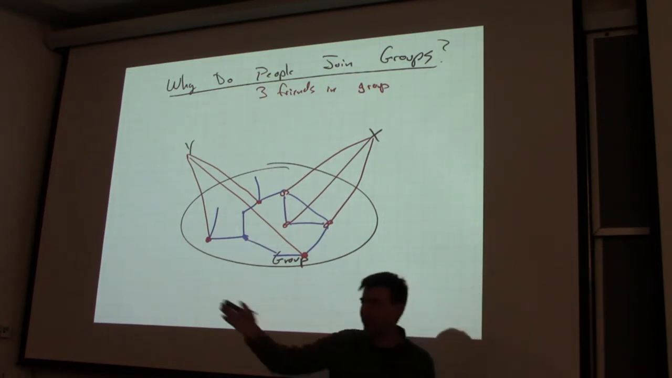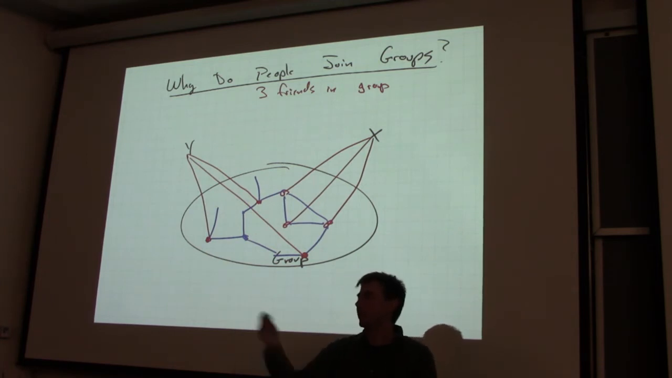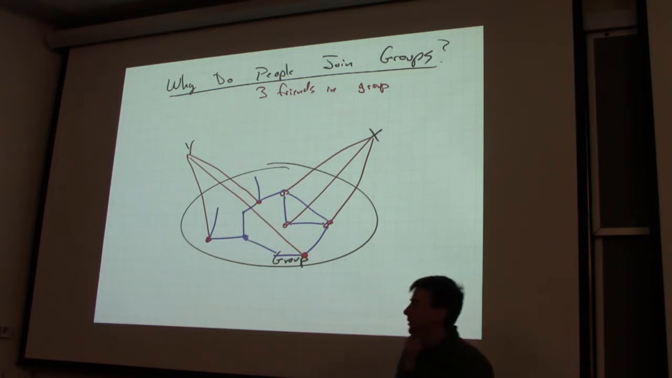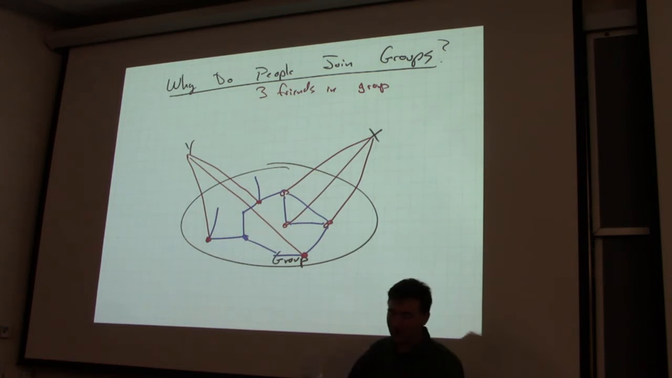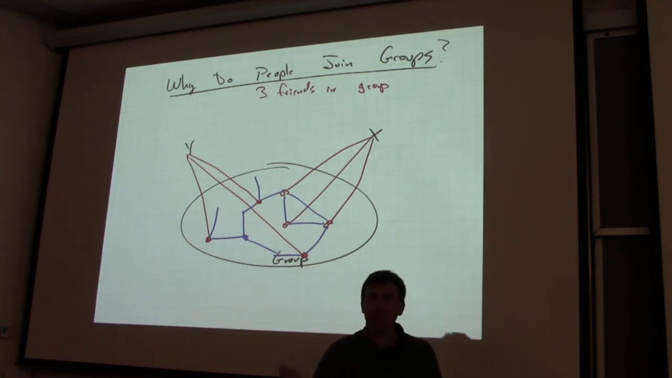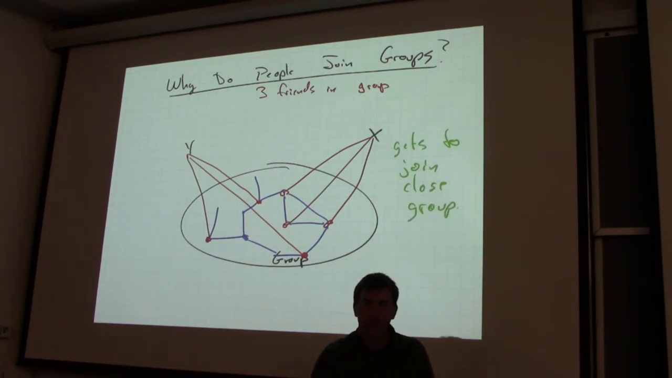Xavier. So you think Xavier is more likely to join the group, and so why is that? Because if he were to join, he would automatically be part of that clique. Because he has edges to all the other ones, and they have edges to each other. Whereas Yolanda, if she were to join, she would just, I don't know. So the argument for Xavier is he gets to join kind of a close group.